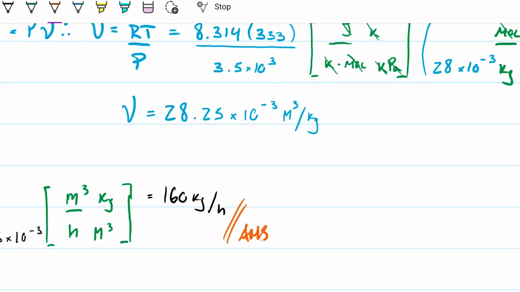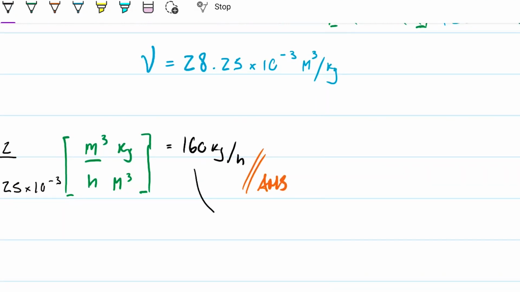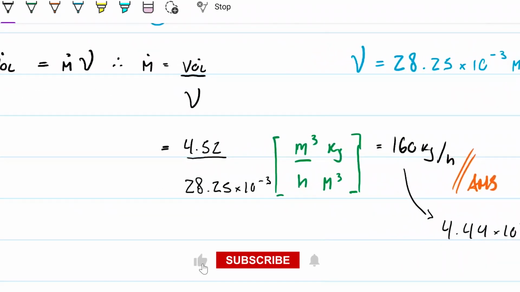If we want, we can also convert this into kilograms per second, and that will be 4.444 times 10 to the minus 2 kilograms per second. Whatever, actually, both are correct. All right, moving on.